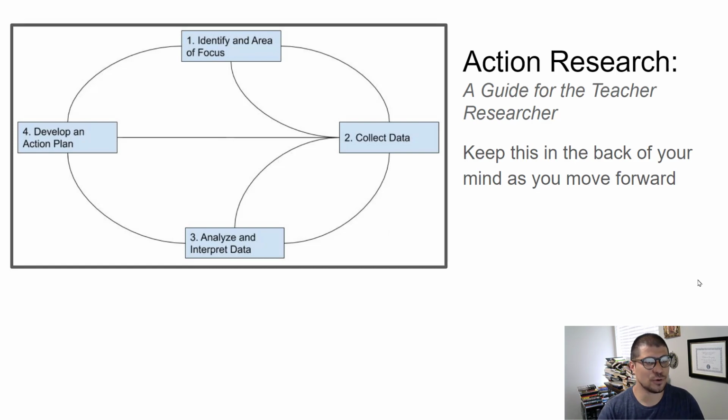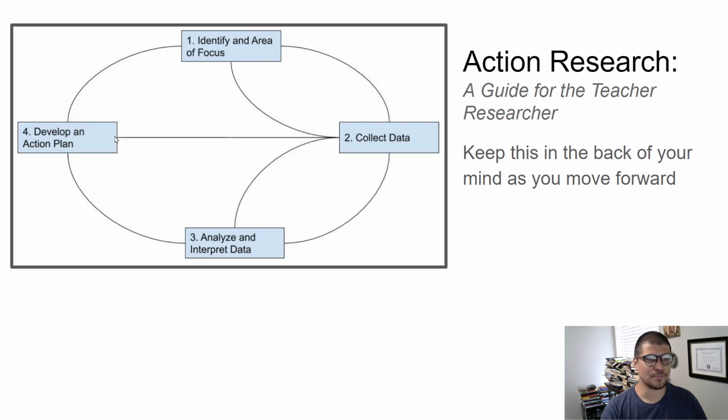If you weren't able to complete the readings yet, I highly recommend you go back into them, because it's going to really clarify what action research is in the textbook. We did chapter 1 and chapter 2, and this is one of the key charts that came out of it. I really want you to keep this in the back of your mind as you move forward. The first part of action research is that you identify your area of focus. The next part is collecting your data. Third, analyzing and interpreting the data. And then finally, developing an action plan.